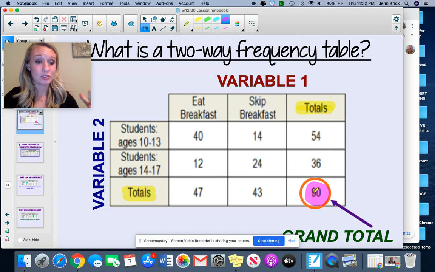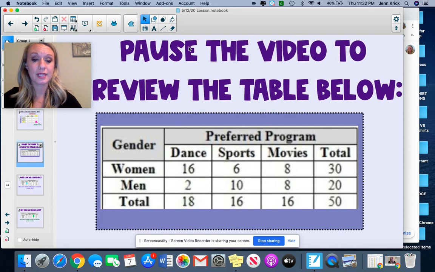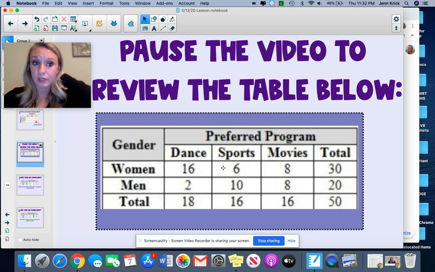So with two-way frequency tables, we're comparing two variables, and one of the most important things that we look at are the total columns here and the total row in our grand total. So let's go ahead and jump into the lesson. Take a second to pause the video and review the table below. It's more meaningful if you actually pause to draw a few conclusions before I go over them. So pause it and take a look.